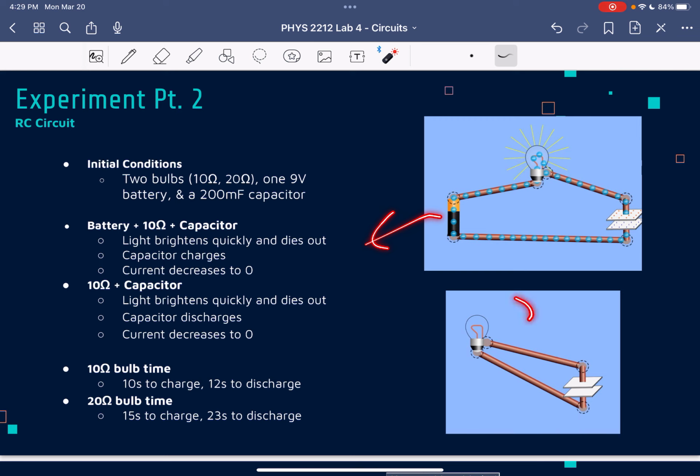When you take the battery out and you create this circuit, the light also brightens quickly and dies out, but the capacitor is discharging and the current decreases to 0. I timed this for both bulbs and got these results.